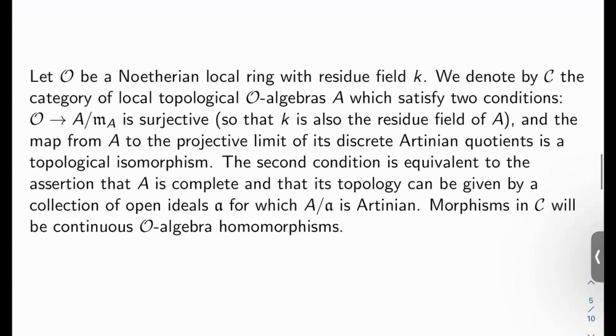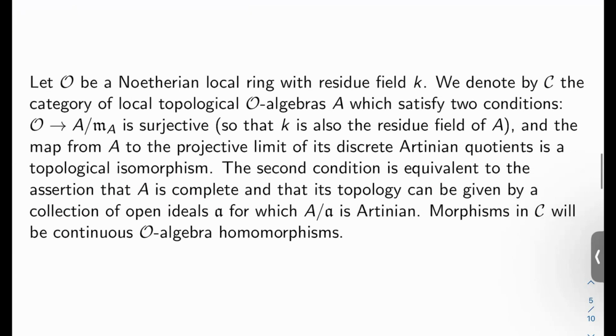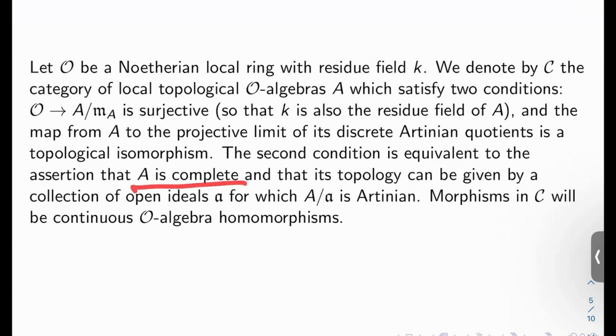Okay, some more setup. So let O be a Noetherian local ring with residue field K. We'll denote by C the category of local topological O algebras A satisfying 2 conditions. First, O to A mod M_A is surjective. In particular, K is also the residue field of A, like it is for O. And also, we want the map from A to the projective limit of its discrete Artinian quotients to be a topological isomorphism. That second condition is actually equivalent to the assertion that A is complete and that its topology can be given by a collection of open ideals a for which A mod a is Artinian. And then morphisms of C will be what they should be, continuous O algebra homomorphisms.